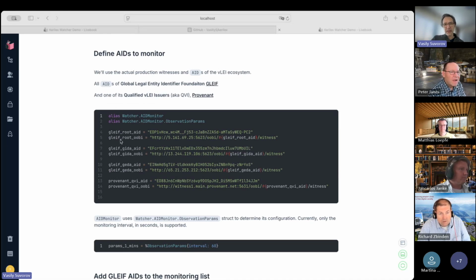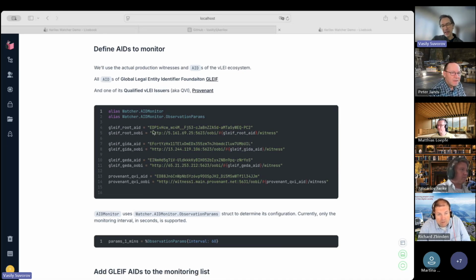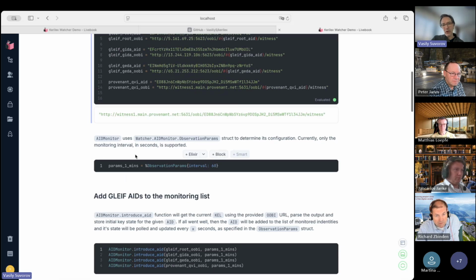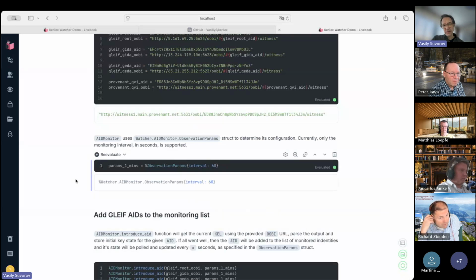So we now need to define the AIDs to monitor. It's explained here, and you can see this is basically what the AIDs look like. These autonomic identifiers, and this is the addresses of the witnesses in this case, right? For both the different AIDs. So GLEIF root, GLEIF GIDA, GLEIF GETA, and Provenant. So we will basically evaluate this. We will also define some monitoring parameters. So we will watch these things every minute, basically, that will be updated.